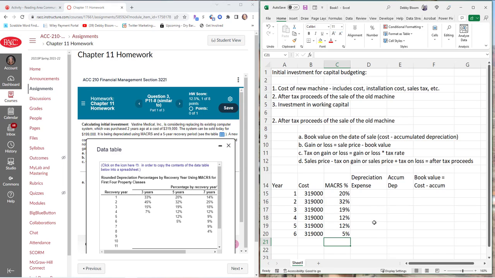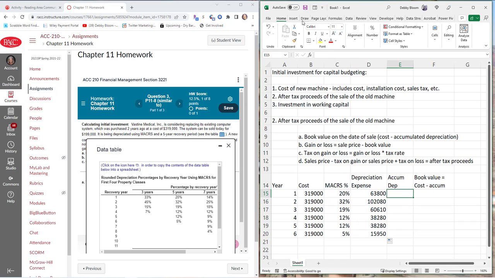So to calculate our depreciation expense, all we're going to do each year is take the cost and multiply it by the maker's percentages. So my first year, it's $319,000 times 20%. Next year, $319,000 times 32%. And again, with Excel, very easy to just calculate it all the way down.